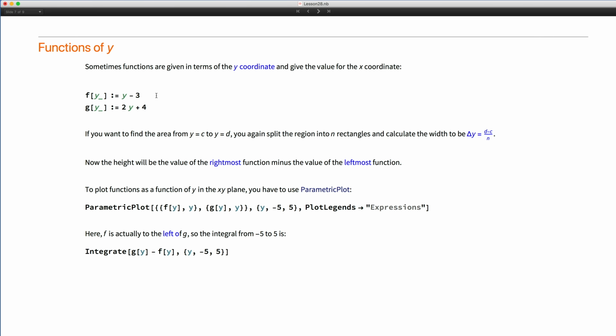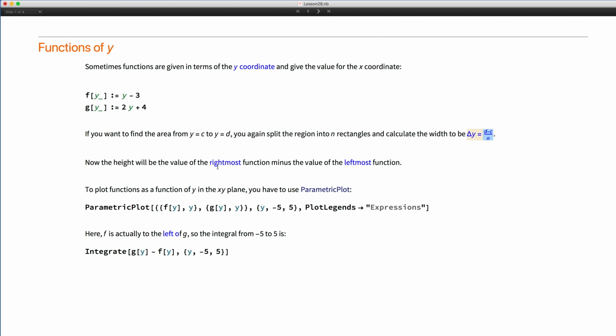Okay, so let's now talk about cases where you've got a function of y. So x is given as a function of y in these two functions, f and g. So to find the area in this case, you now need y limits. So again, you work with Riemann sums, but now you have the Riemann sums with widths given by delta y.